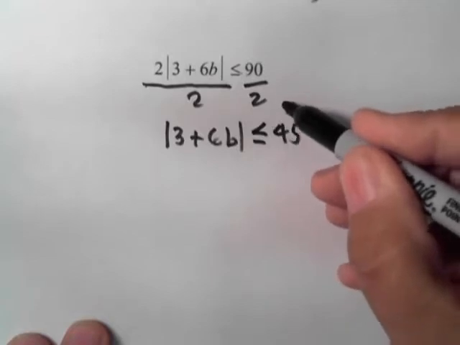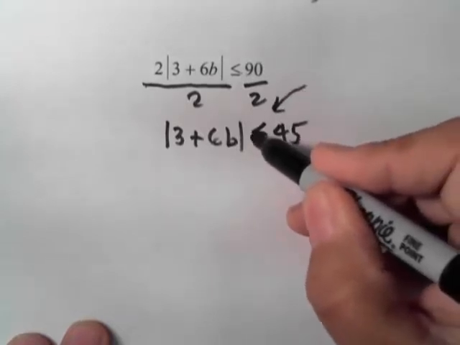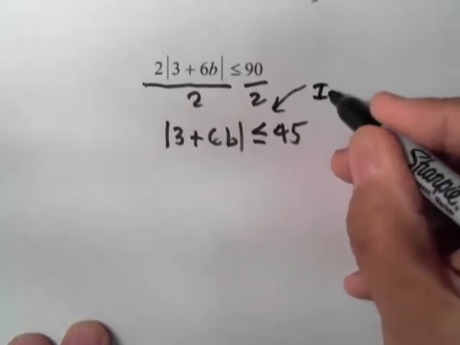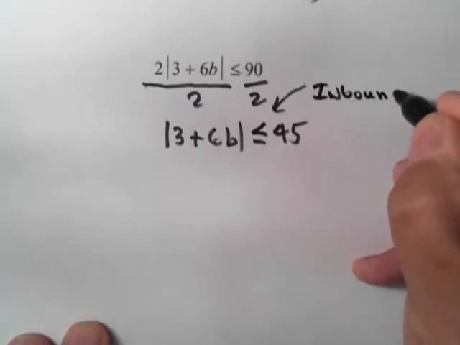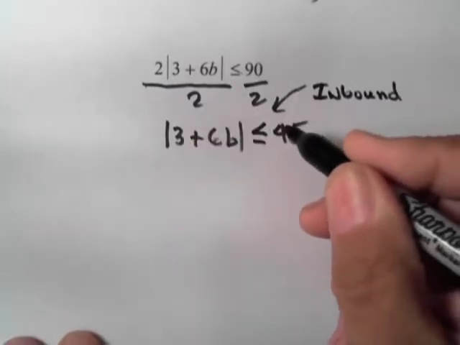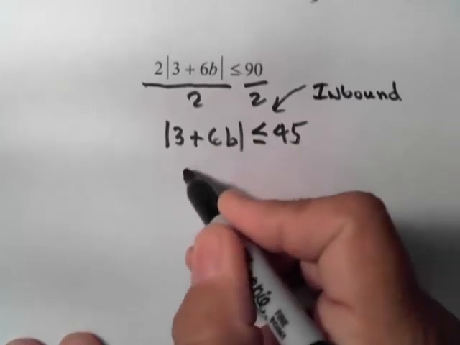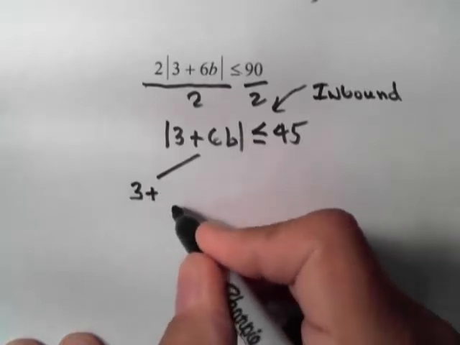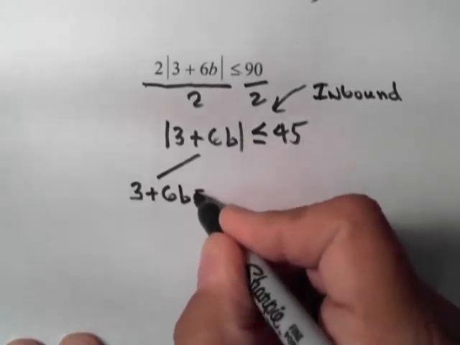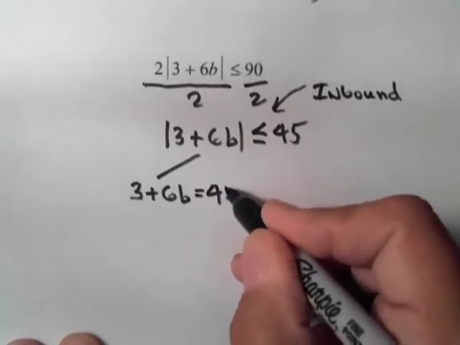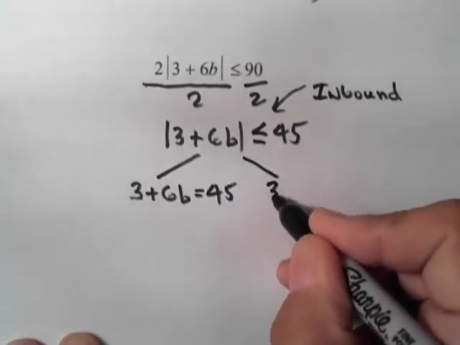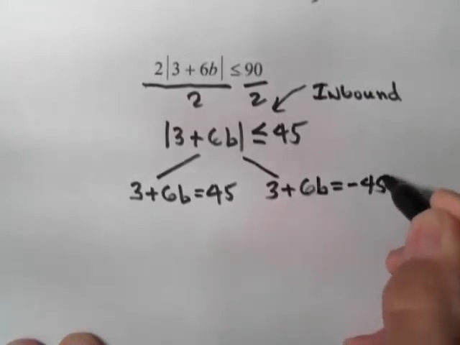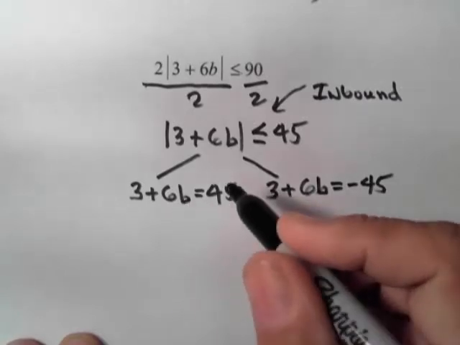Okay, so here we are, we've got it cleaned up, and since the absolute value is getting smaller, this is an example again of an inbound, and we know that before we even finish up the solution of the whole thing. Okay, to find the boundary points, here we go. Take what's inside, 3 plus 6b, and set it equal to the plus of the guy on the right, and take the same thing, 3 plus 6b, and set it equal to the minus. Solve both of these for the letter b.